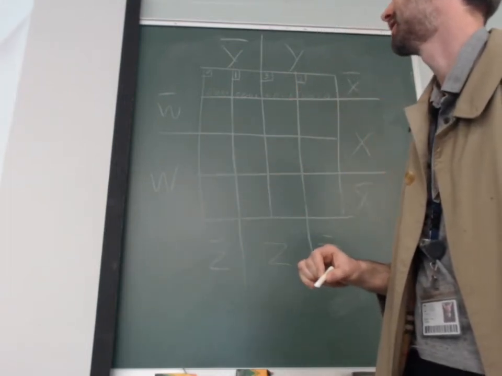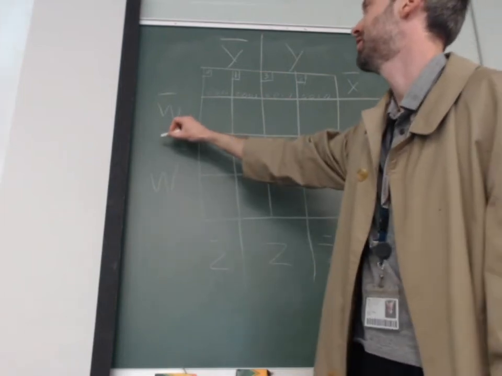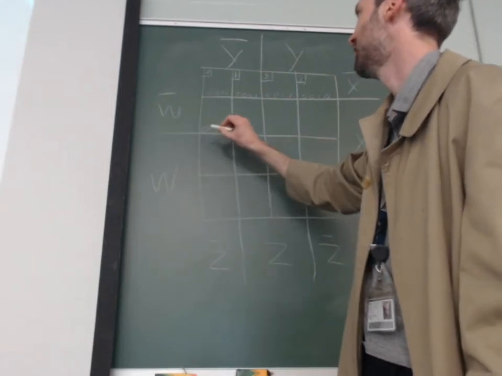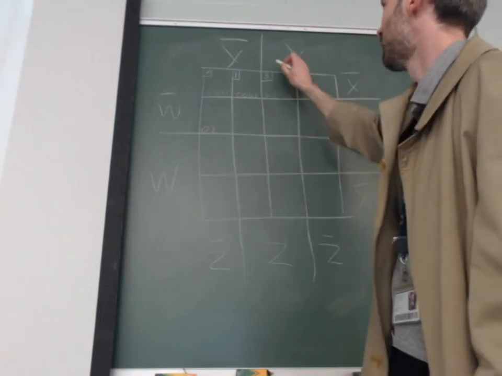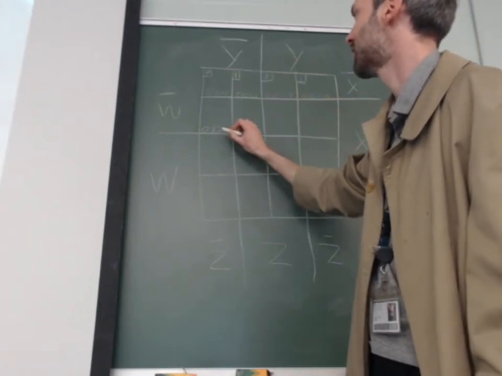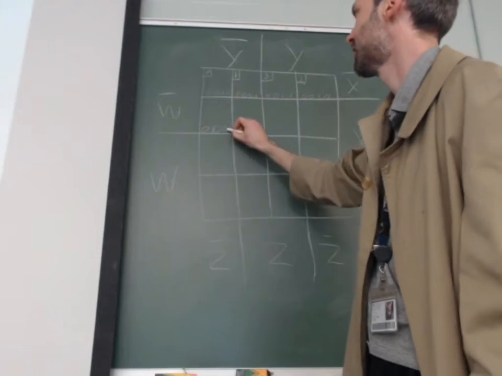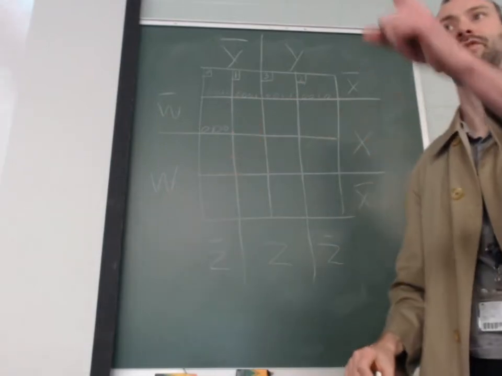All right, how about this over here? Let's see. Remember, it goes W first, and W is off, so that's a 0. Then it goes to X, X is on, so that's a 1. Then it goes to Y, Y is off, so that's a 0. Then it goes to Z, and Z is off, so that's a 0.